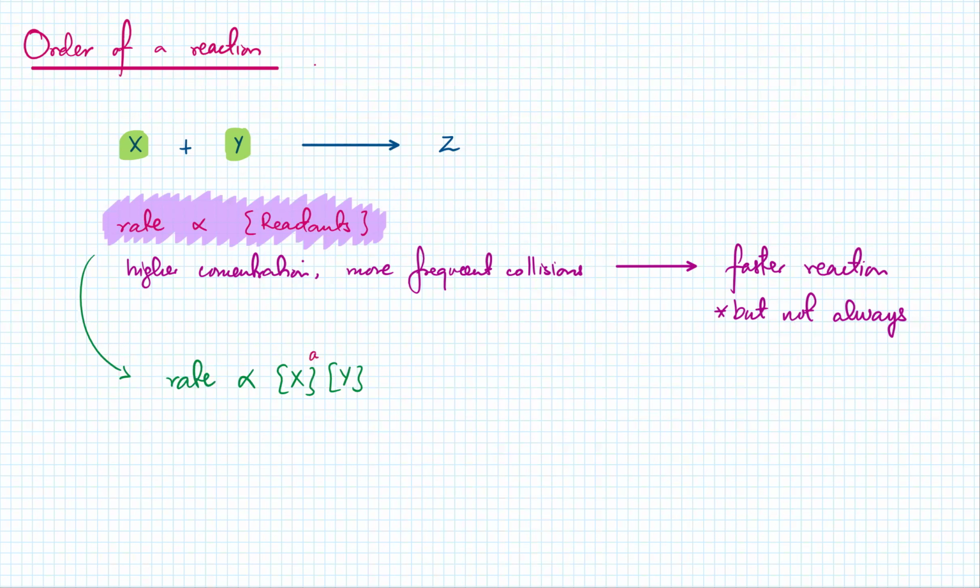But they're going to have some power, and that power is a and b. So it's not that it's a straightforward relationship that rate is proportional to the concentration of the reactant. It's going to have some power over here, and that's known as order of reaction. So the exponent that describes this relationship, that's the order of reaction. So it's referred to as the order.